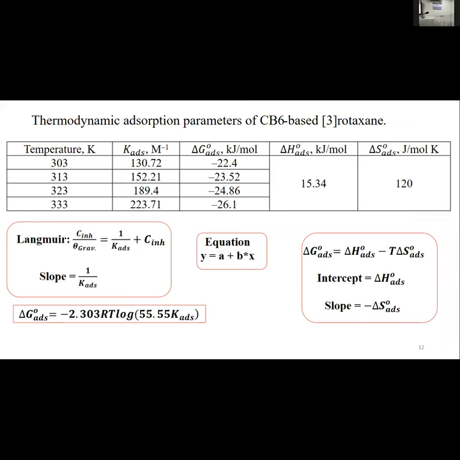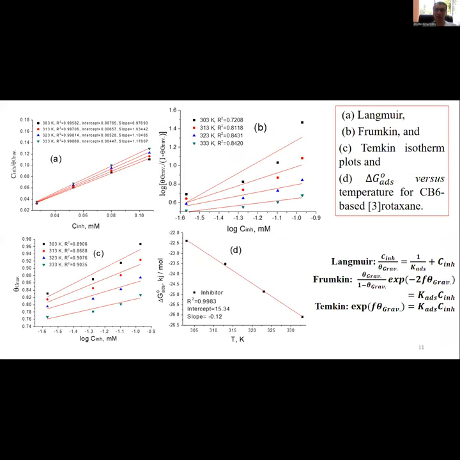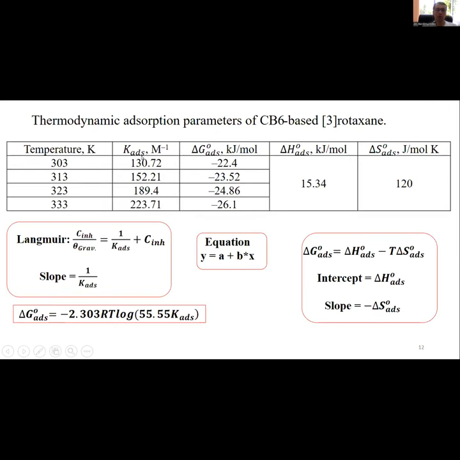The next one is adsorption diagrams, the Langmuir adsorption isotherm. This is the method we use to calculate adsorption thermodynamic functions. For example, the adsorption equilibrium constant gives free energy, enthalpy, and entropy. These values can show us the type of inhibition on the metal surface.